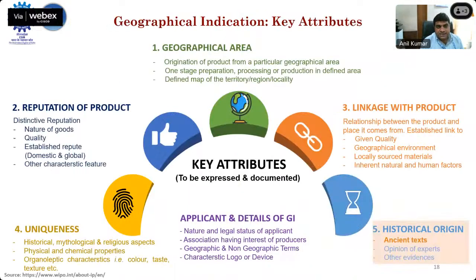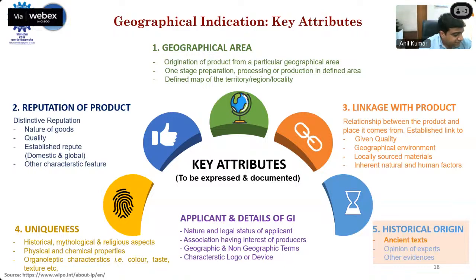As I discussed, these are the essential key attributes for geographical indications. There must be a geographical area, which means the product should originate from a particular area, or in case it is being processed there, then at least one stage of processing should have happened in that defined area. And you have to provide a defined map of the territory or the locality from where it originates.